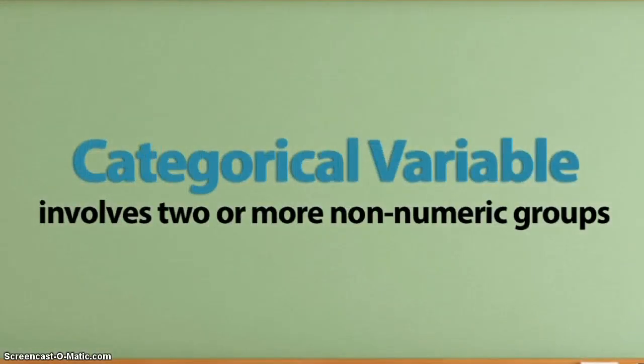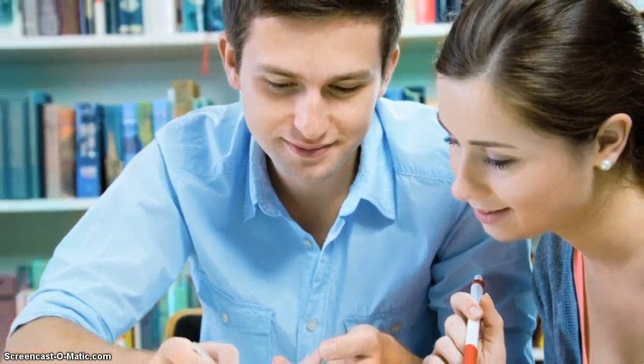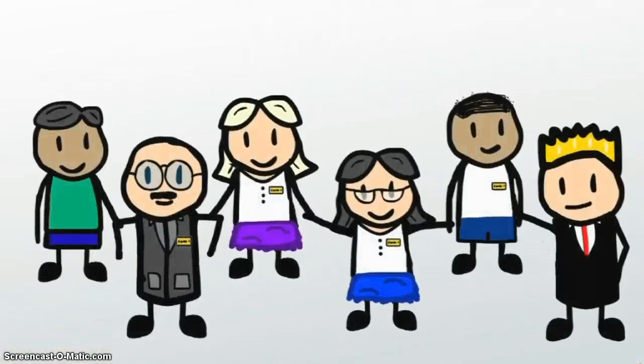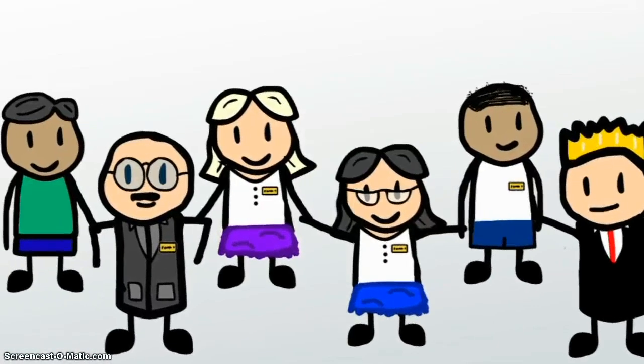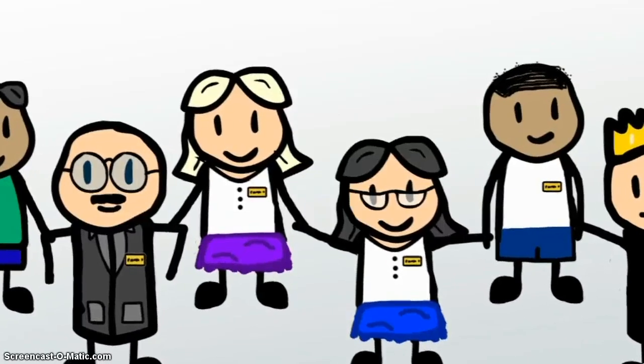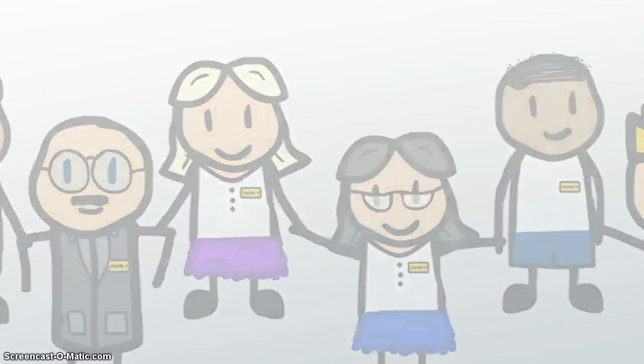Gender is a categorical variable, or a variable that involves two or more non-numeric groups. Gender is categorical because people are either male or female. Marital status is another categorical variable. A person can be married, single, divorced, widowed, and so on. Hair color, major, political affiliation, how depressed a person feels, all of these are categorical variables.